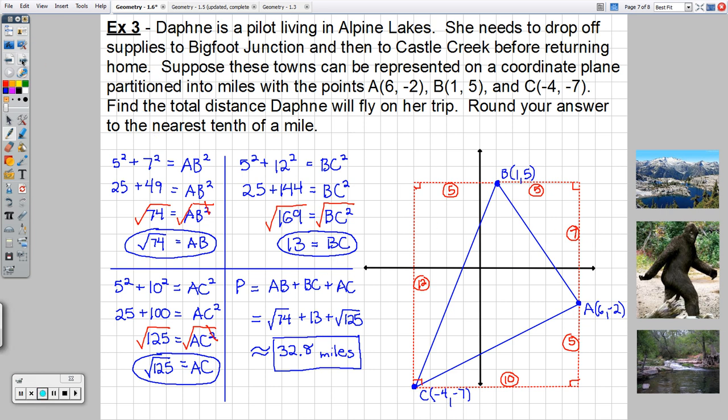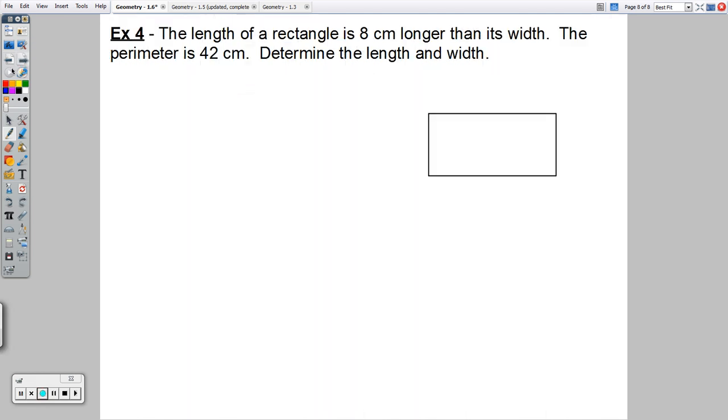Watch out for Bigfoot. And a final example, example 4, says the length of a rectangle is 8 centimeters longer than its width. The perimeter this time is given to us. It's 42 centimeters. Determine the length and the width.